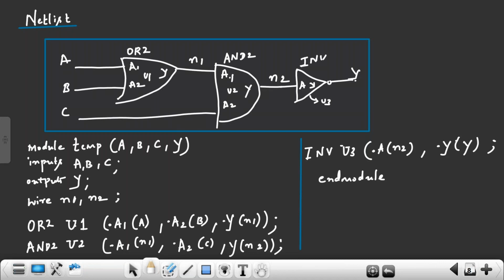Cells and their connections. If I give just this netlist, whether to my synthesis tool or some other tool, it can identify the connections between cells. Yes, because this N1 net is the output of the OR gate, and this N1 net is the input to the A1 pin of your AND gate. So the connection is established, correct?